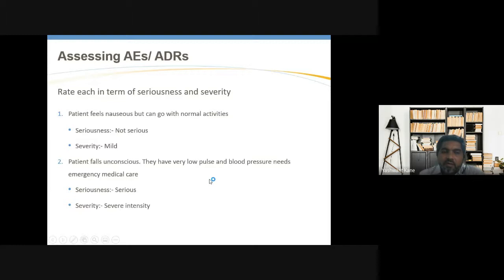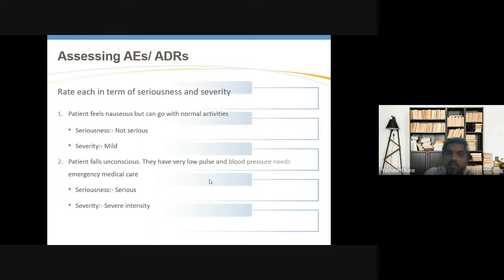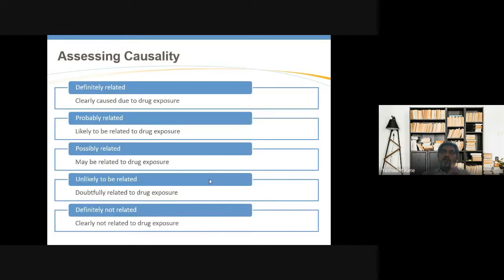So, going back to the slide, for the second query: the patient falls unconscious. They have a very low pulse and blood pressure, and the patient needs emergency medical care. So should it be serious? Yes, definitely, because the patient requires hospitalization, and the severity is severe intensity because the patient fell unconscious, right? So that's how we assess the AEs or ADRs. Now there is another parameter apart from seriousness: causality. Okay, there is another parameter called causality, and how do we define it?